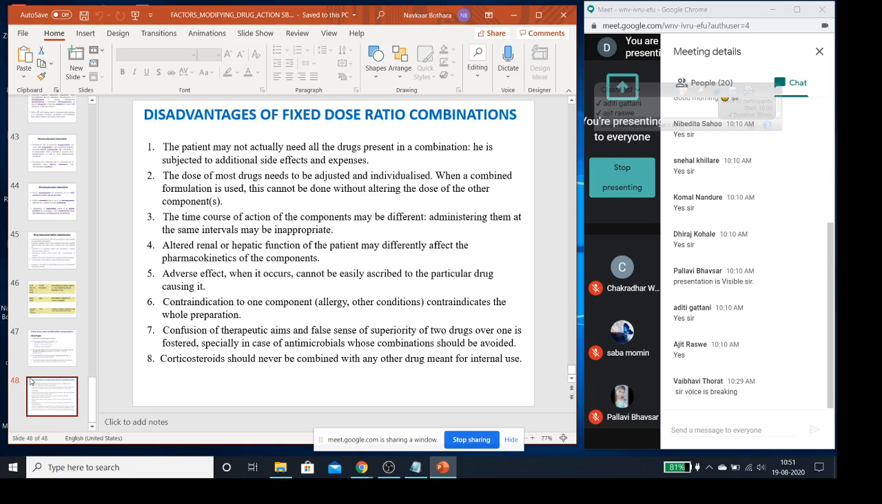Corticosteroids should never be combined with any other drug meant for internal use, because we have seen that corticosteroid doses have to be tapered. Many times they cause immunosuppression. Because of that, they are responsible for chances of infections, and therefore they should not be combined as far as possible.